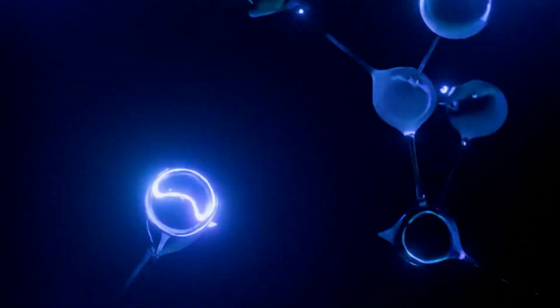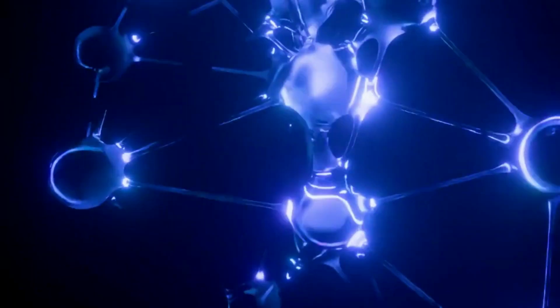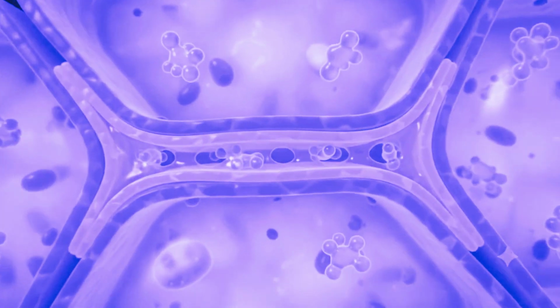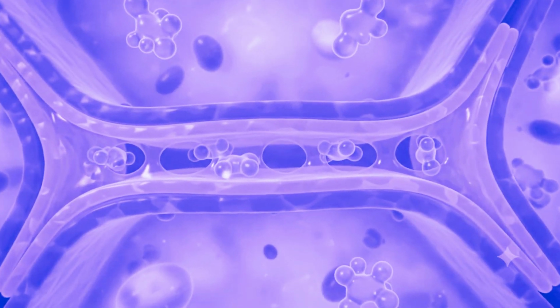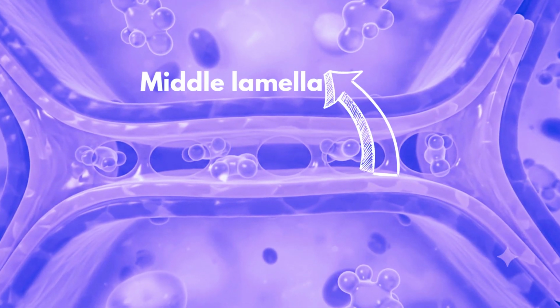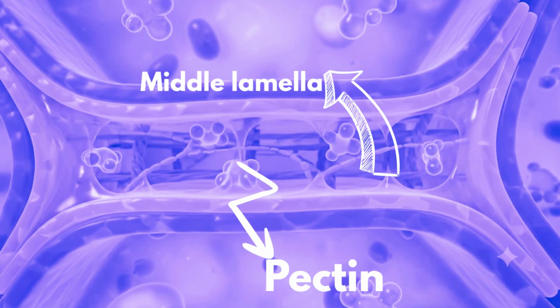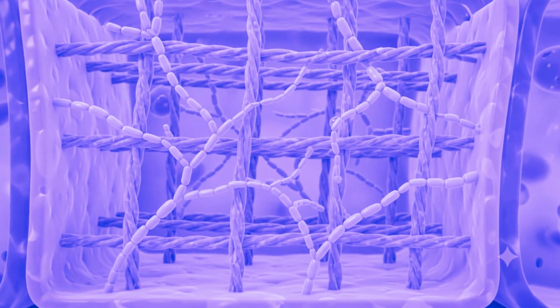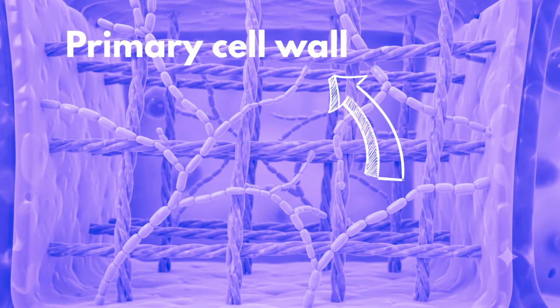Now here's where it gets interesting. The plant doesn't just mix these molecules randomly. It arranges them into 3 distinct layers, and each layer leans on a different one of these molecules to do its job. First, the middle lamella, the outermost layer, sitting between adjacent cells. This is where the pectin cement we just talked about does most of its work, binding neighboring cells together.